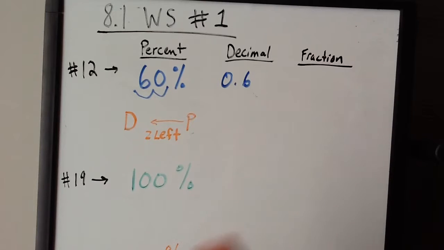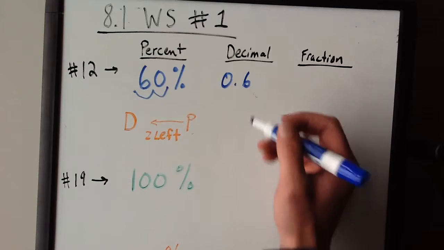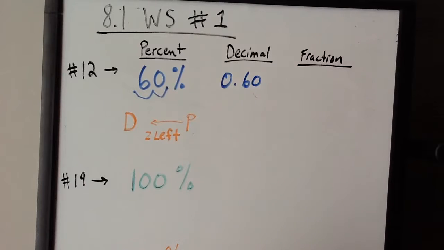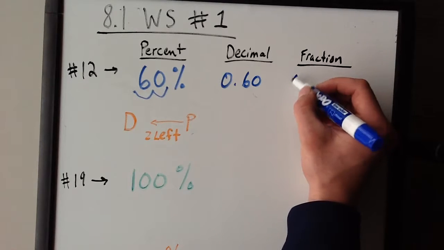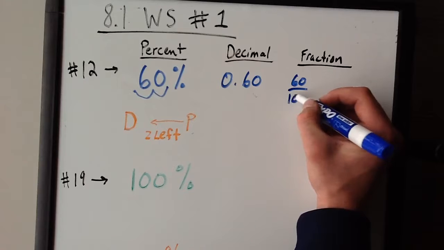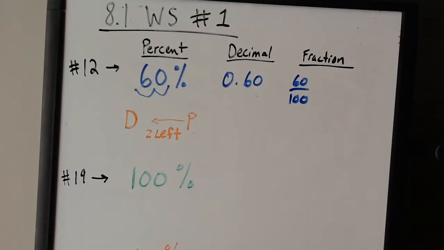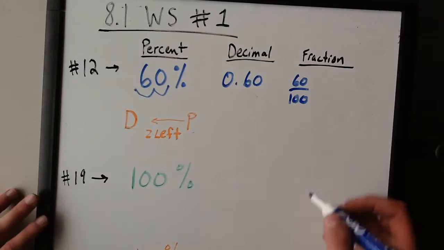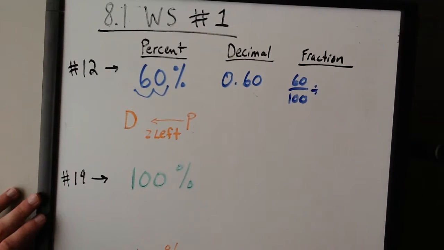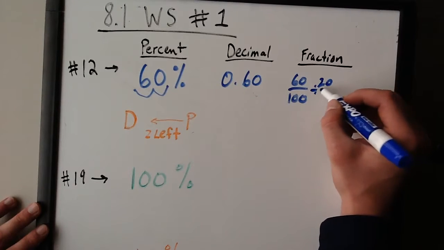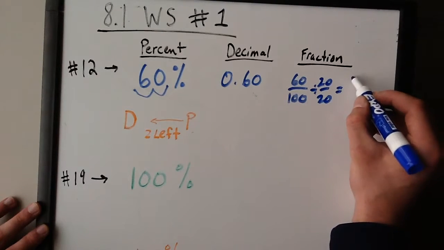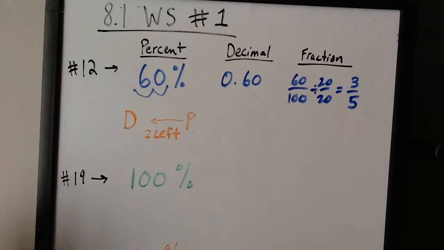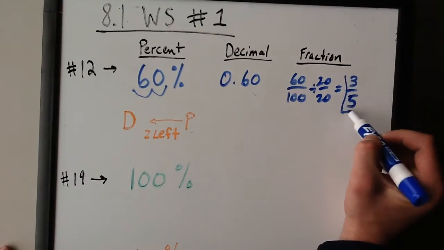Now, finally, to go to a fraction, if I had this as 60 hundredths, you can write it as 60 over 100. Now, that is a fraction to represent this percent, but if I want the fraction in simplest form, I need to divide the top and the bottom by a number that they're both divisible by. They're both divisible by 20. If I divide both the top and the bottom by 20, I would get 3/5. So 3/5 is in simplest form.